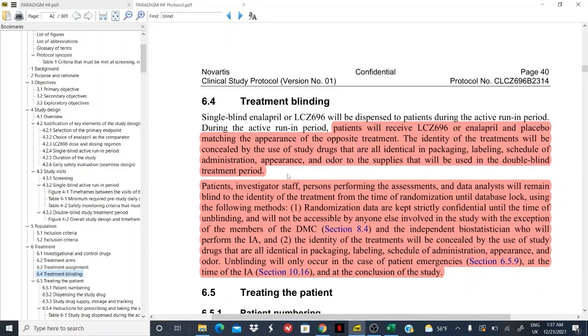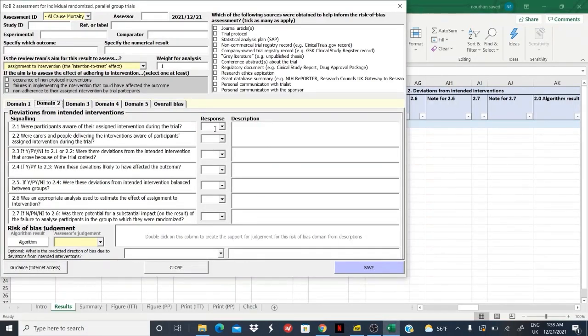Now, you'll see a pretty lengthy description of how they went about blinding the patients and the doctors, and it essentially involves the things that you'd expect. Identical packaging, labeling, administration methods, appearances, smells. The two drug containers are basically mirror images of one another. And that gives you plenty of assurance that it truly was blinded. And so we're going to go over to our Excel sheet right here, and we're going to type in no here and no here.